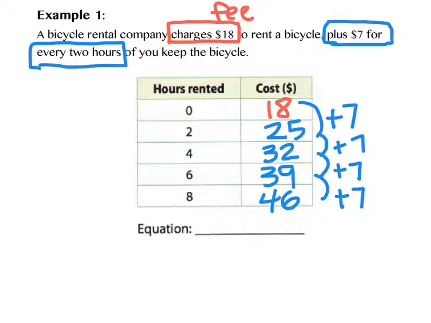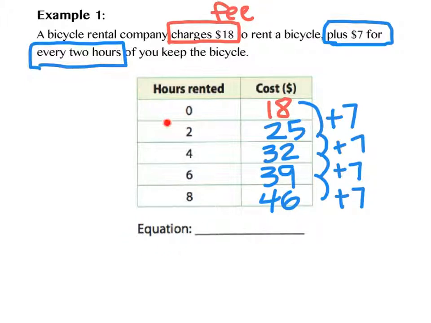All right, so now in our table, we can look back. 0 hours, I pay the $18. After I keep the bike for 2 hours, that charges $25 total dollars. 4 hours, I have $32. 6 hours, I pay $39. And 8 hours, I pay $46. The thing we haven't done yet is write an equation.